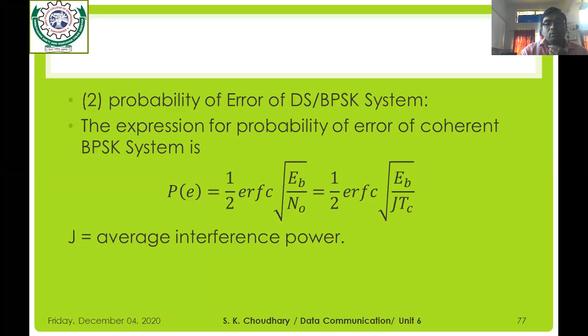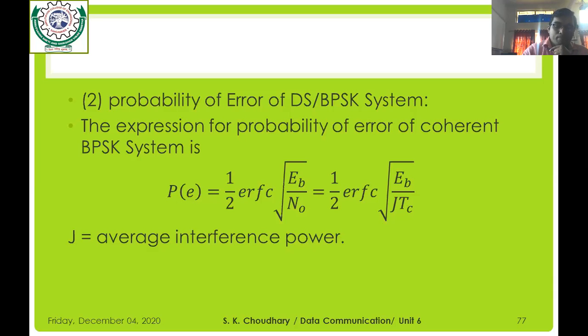Okay. So it is 1 upon erfc of Eb upon J Tc. J is the average interference power, and Tc is the chip time. Generally, Tb is equal to n times Tc. Here J Tc is mentioned as the average noise or interference power. This is the second performance parameter of the DSSS system.